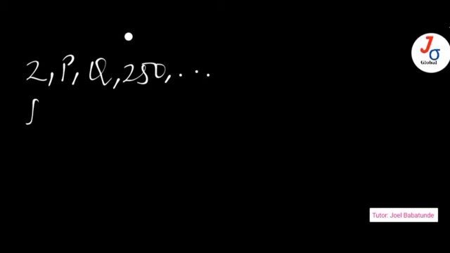All right, so let's say that the following gives a geometric progression. So let's say that this is a geometric progression 2, then P, then Q, then 250, and so on. So now let's find P and Q. So how do you find P and Q?